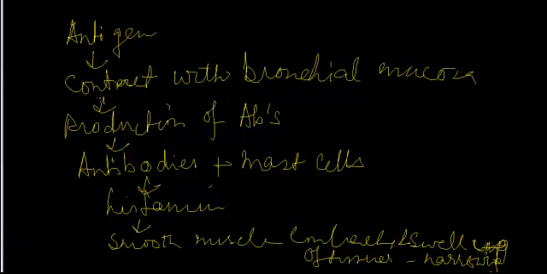Antigen contact with the bronchial mucosa, production of antibodies. Antibodies attach to the mast cells. There is histamine release, and at the same time, smooth muscle contraction and swelling of the tubes. This will lead to the narrowing of the airways.